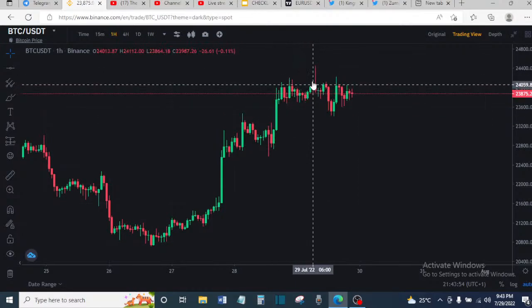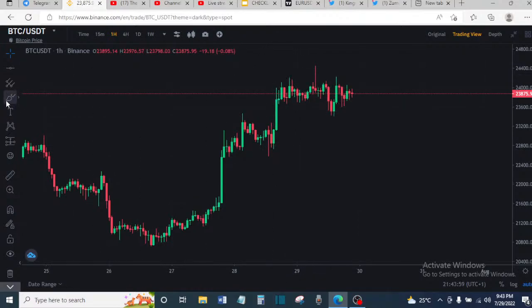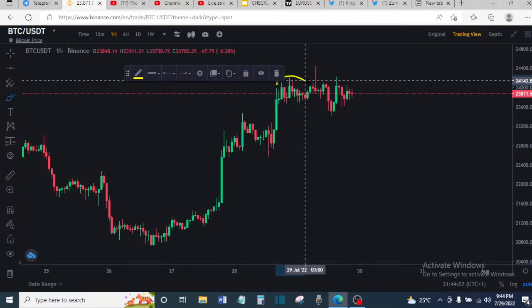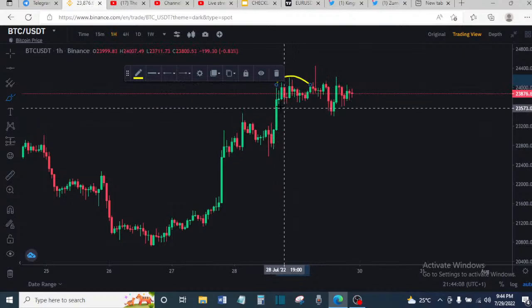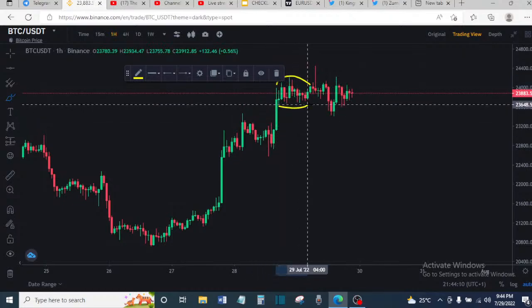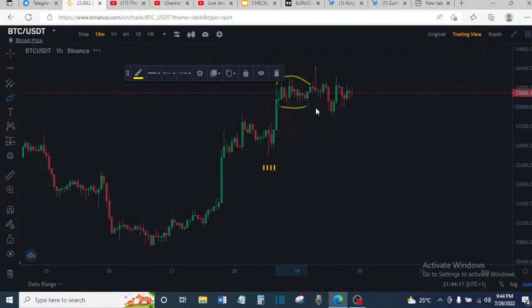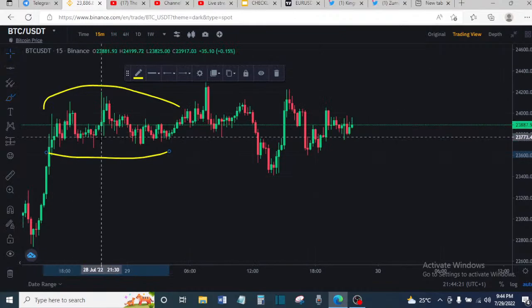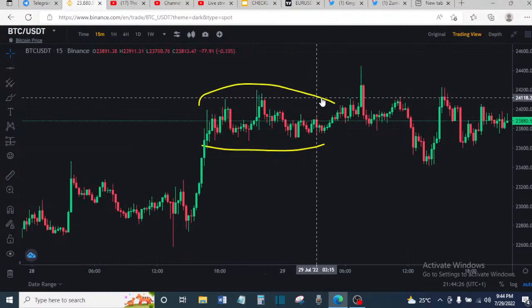This is a structure where you have stops. Can you see those stops? Then you have another one. If I put it on the 15 minutes chart, you will see the stops more clearly. Can you see? So you can see the structure of stops in this area.